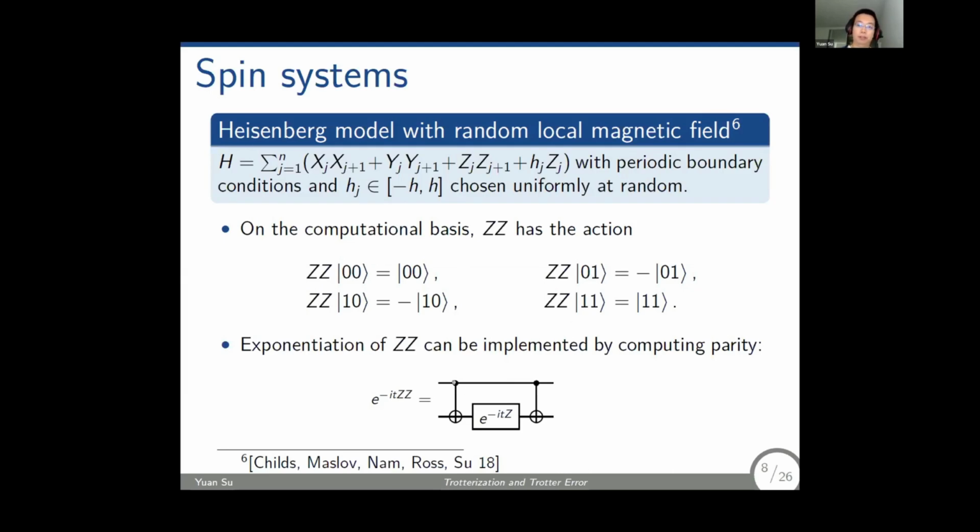We first apply a CNOT gate so that we can compute the parity to the second register. Then we perform an exponential on the second qubit using this parity information. And finally, we can just uncompute the information. In this way, you can implement the exponential of ZZ in Trotterization. Okay, so this is a very simple example to start with.